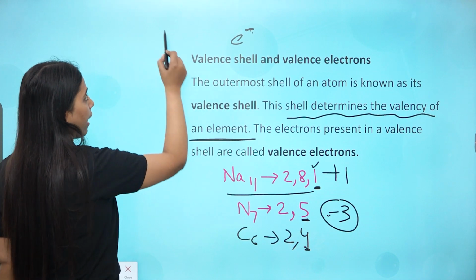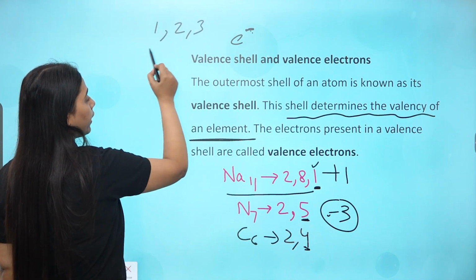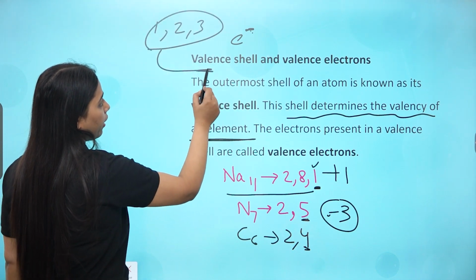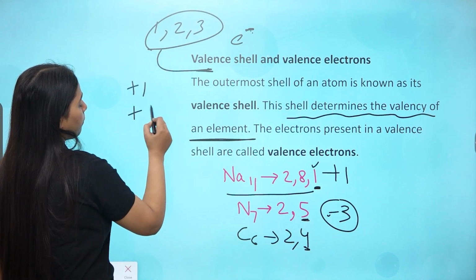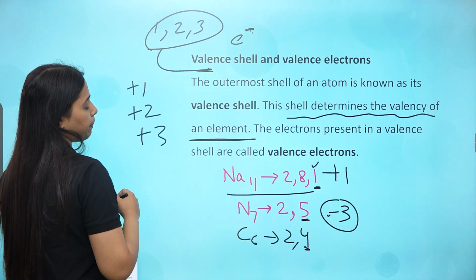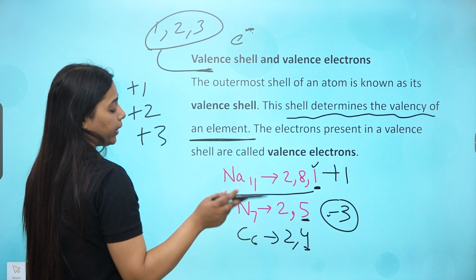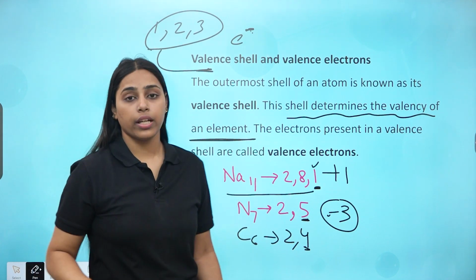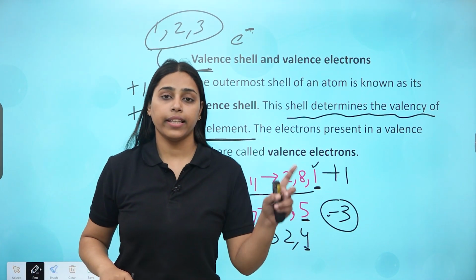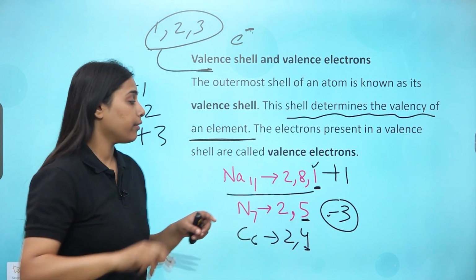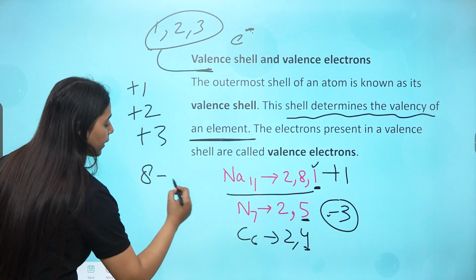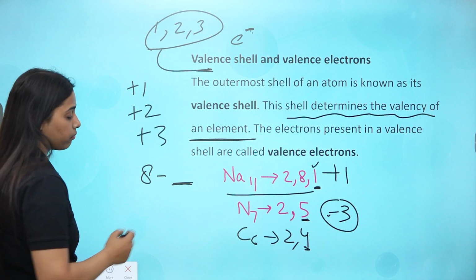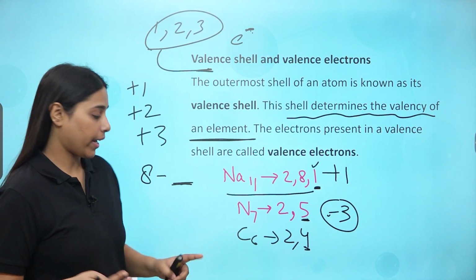So any element having 1, 2 or 3 electrons in its valence shell will have valency +1, +2 or +3 respectively. An element having 4 or more than 4 electrons in its valence shell will have a valency determined by 8 minus the number of valence electrons. So that's how you determine the valency.